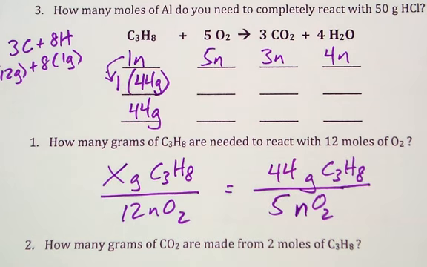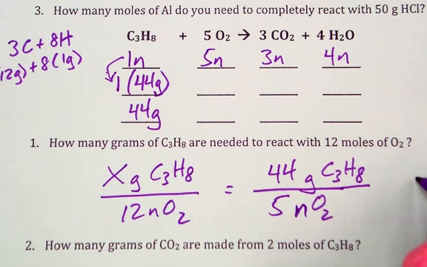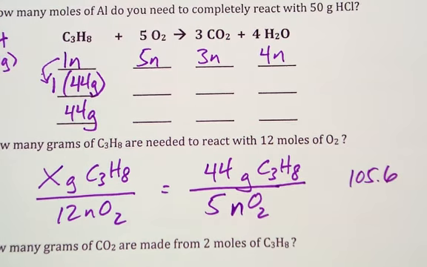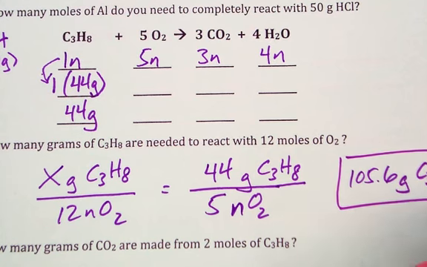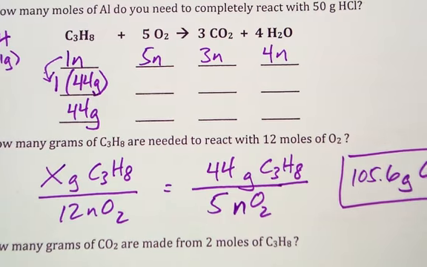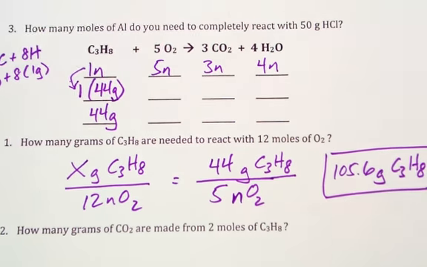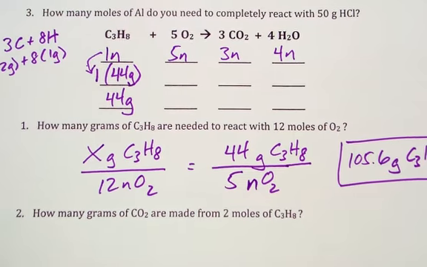After that, it's just a matter of cross-multiplying and dividing. So 12 times 44 divided by 5 gives us 105.6, oops, sorry, I'm not on the screen there, grams of C3H8 as our final answer. So everything's really revolving around the equation. Now we tackle the next problem.